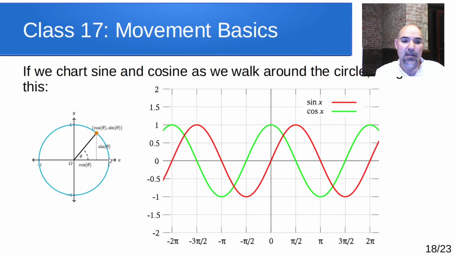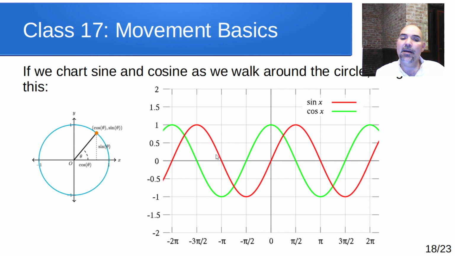So in other words, I walk away from it all the way till I get to 1. And as I keep walking, I head back down again till I'm back at 0. And if I keep walking, I now go negative below the line till I'm at negative 1. And if I keep walking, I go back up. So you can kind of see that pattern here. Walking to 1, walking back to 0, walking to negative 1, walking back to 0.